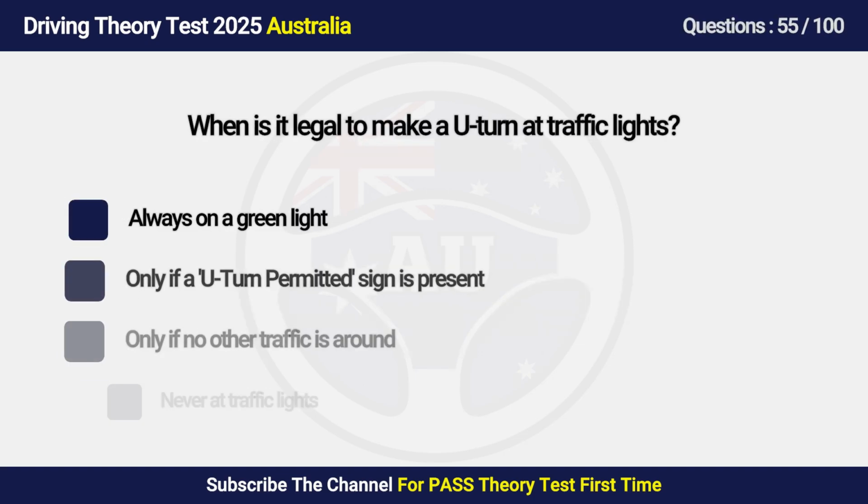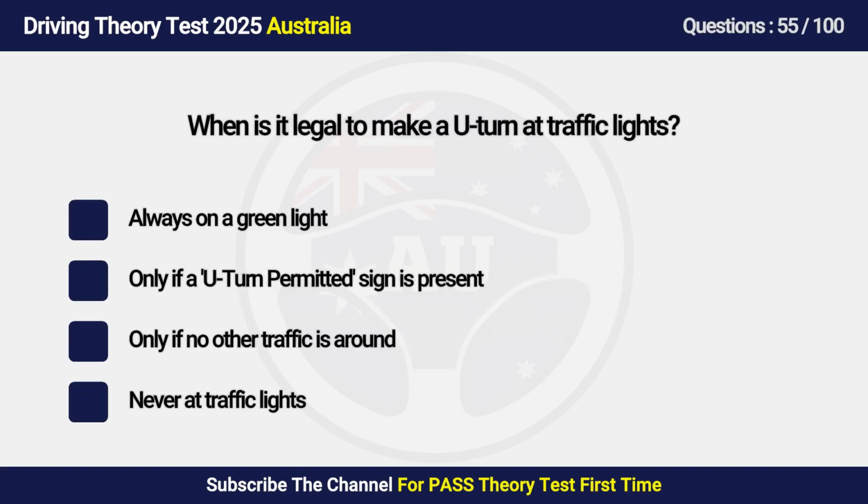Question 55. When is it legal to make a U-turn at traffic lights? A. Always on a green light. B. Only if a permitted sign is present. C. Only if no other traffic is around. D. Never at traffic lights.